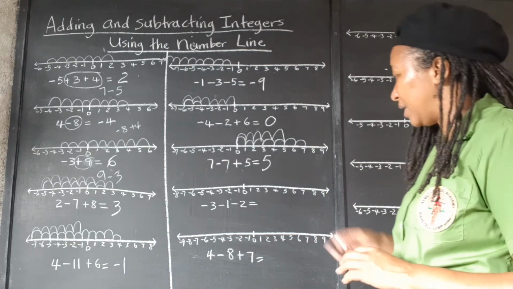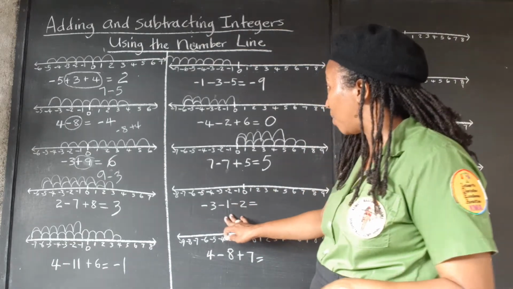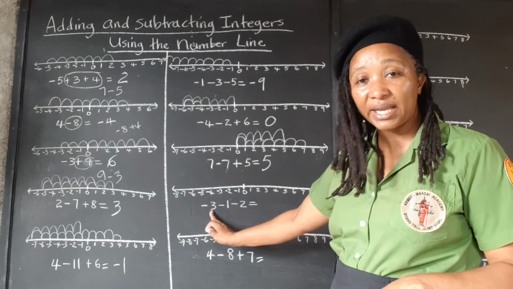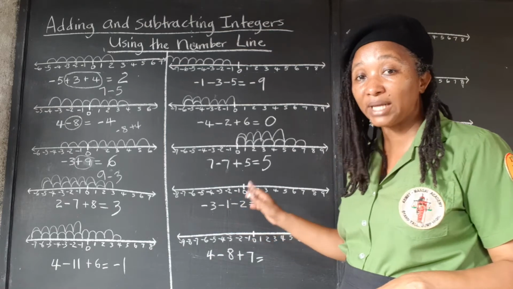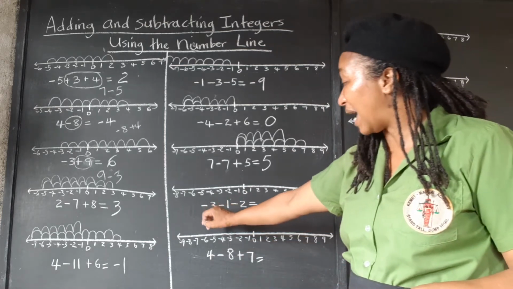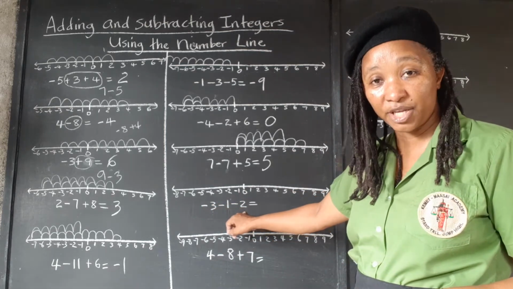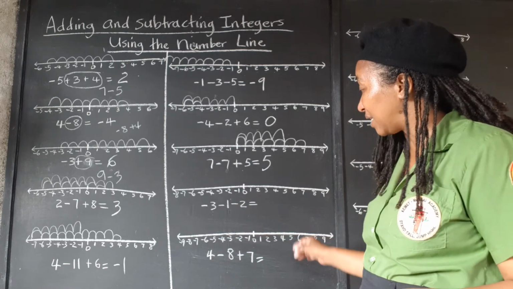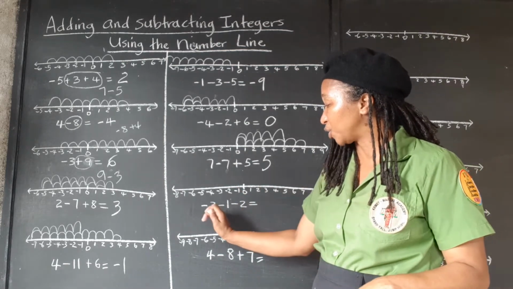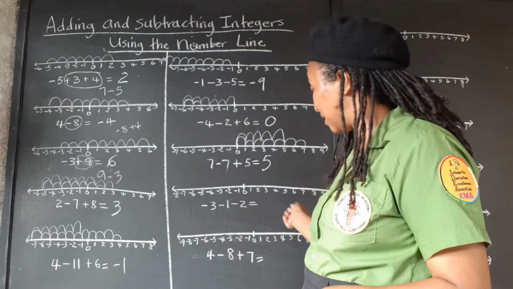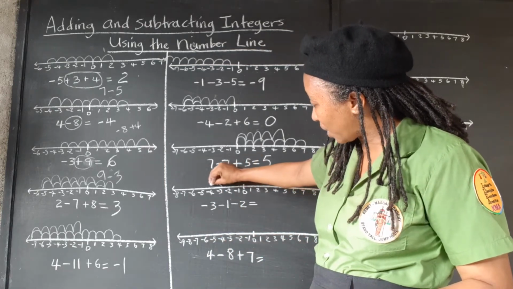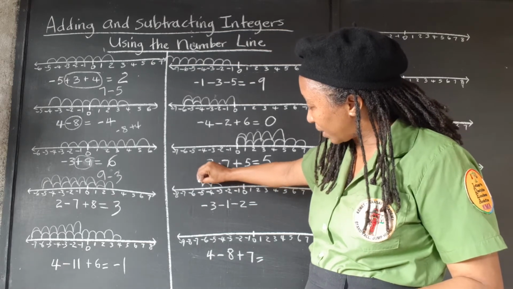Okay, so negative 3, remember what we said about the pattern? If you start with a negative number and you keep subtracting, what can we do? We can just add the digits and the answer is negative. So we should get what? We should get 3 plus 1 plus 2. We should get negative 6. Let's see. Negative 3, take away 1, take away 2.